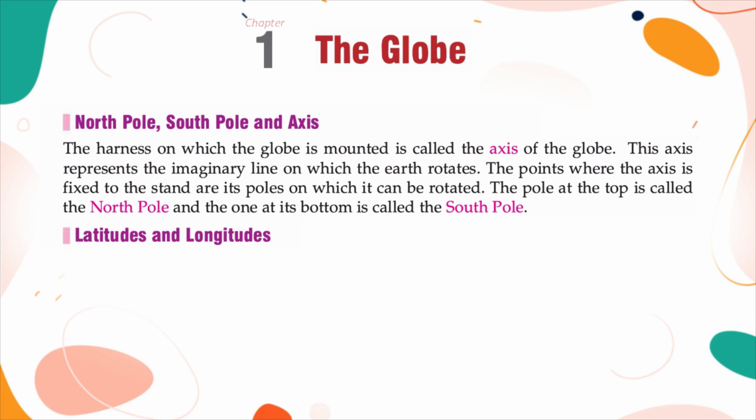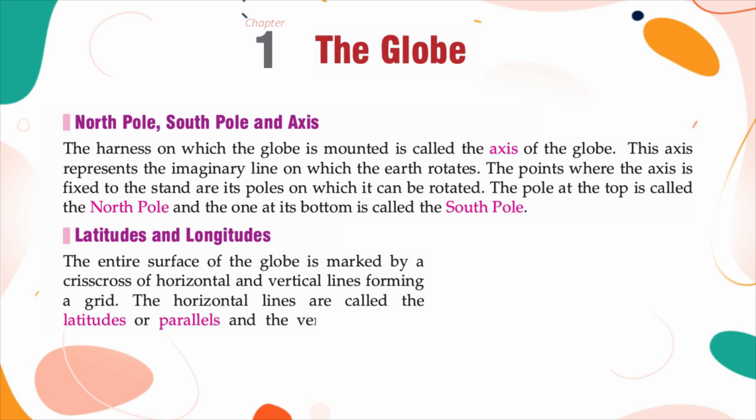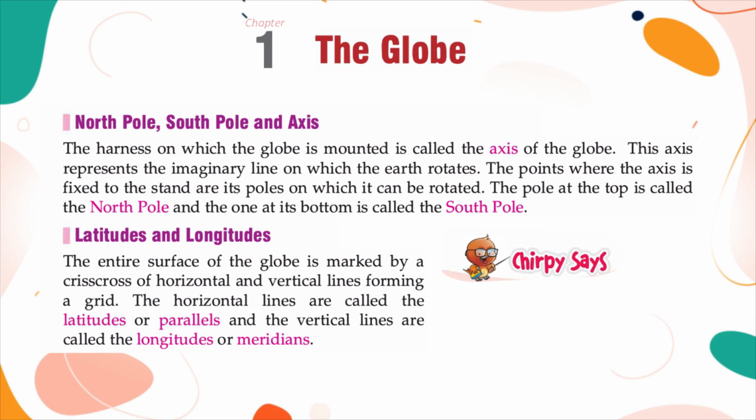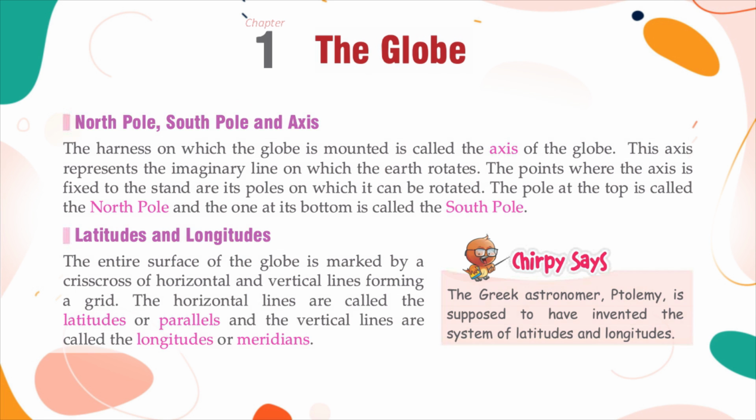Latitudes and longitudes. The entire surface of the globe is marked by a crisscross of horizontal and vertical lines, forming a grid. The horizontal lines are called the latitudes or parallels, and the vertical lines are called the longitudes and meridians. Chirpy says, the Greek astronomer Ptolemy is supposed to have invented the system of latitudes and longitudes.